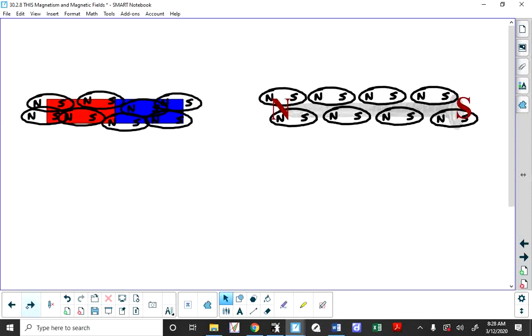And the result is that I get a nail which now has all of the domains aligned. And since the domains are all aligned, the nail is a magnet. We refer to this magnet as a temporary magnet. It's not a permanent one.